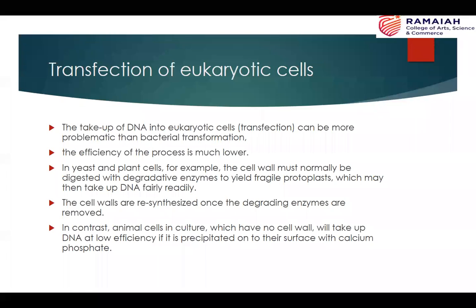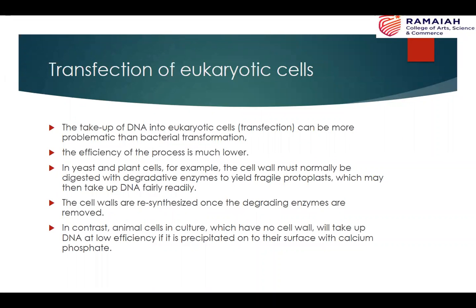But if your target cells are animal cells which are maintained in culture, we all know that animal cells do not contain a cell wall, isn't it? So in that case, they will take up the DNA at low efficiency if the DNA is precipitated on the cell surface along with calcium phosphate. This method is called the calcium phosphate precipitation method, which is used for animal cells. If you want to transfect animal cells, you can precipitate your DNA of interest along with calcium phosphate.